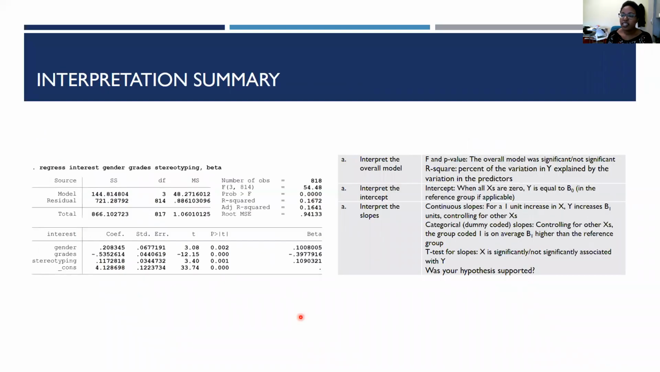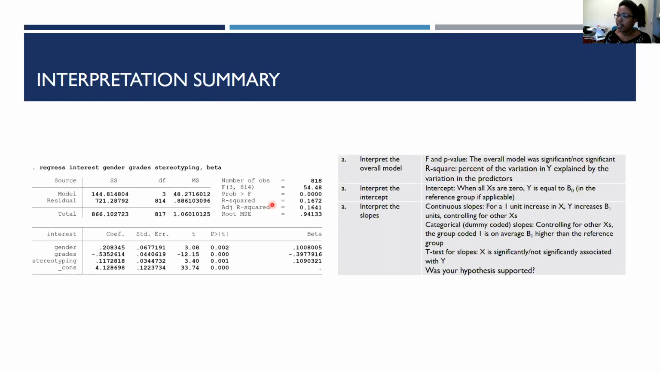And then finally, here's just a summary of looking at a multiple regression output. And then here's the summary of how to interpret everything from the steps in data analysis, right? So in this particular analysis, we're looking at the relationship between gender, grades, and stereotyping, and how much students perceive their races being stereotyped on interest in school. So for this, we're going to start with interpreting the overall model.